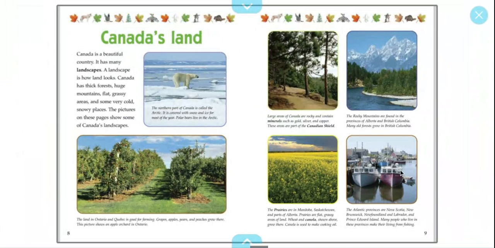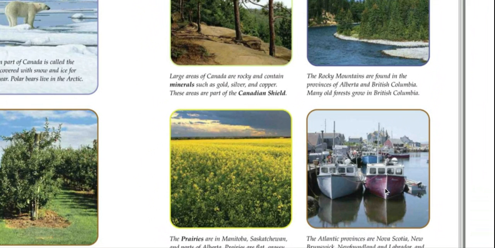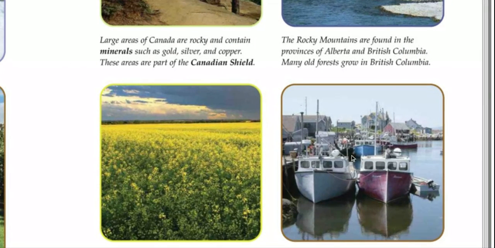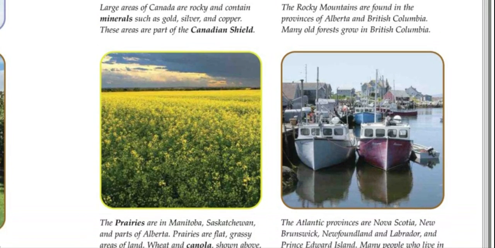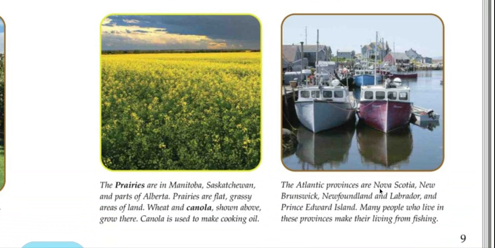Now this. Let me show you the picture first. There are boats in water. The Atlantic provinces are Nova Scotia, New Brunswick, Newfoundland and Labrador, and Prince Edward Island. Many people who live in these provinces make a living from fishing. So their specialty in Newfoundland, Labrador, and Prince Edward Island is fishing.